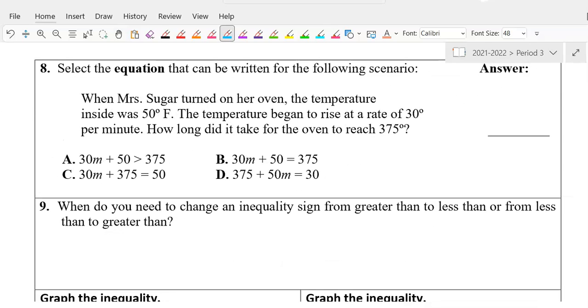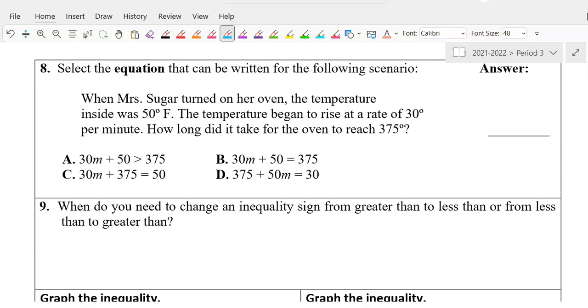So here we have a word problem. It's kind of the trickiest one on the whole test. What I like to do is go sentence by sentence and say, what does that sentence mean? Okay, stop. What does the next sentence mean? If you have another way that you like to do it, that's okay. But that's what I like to do. First sentence: When Mrs. Sugar turned on her oven, the temperature inside was 50 degrees. What does that tell us?